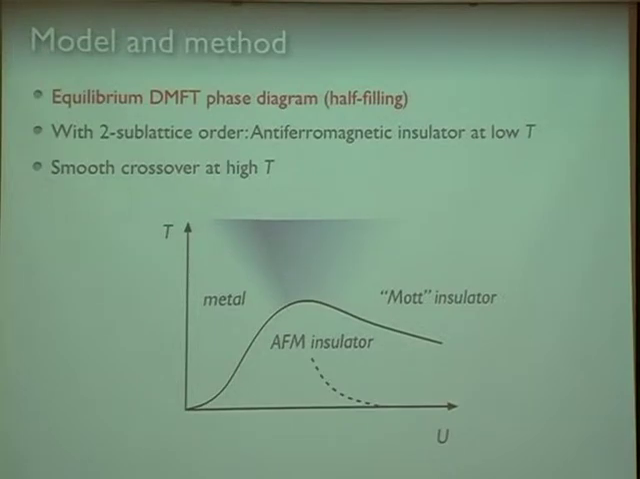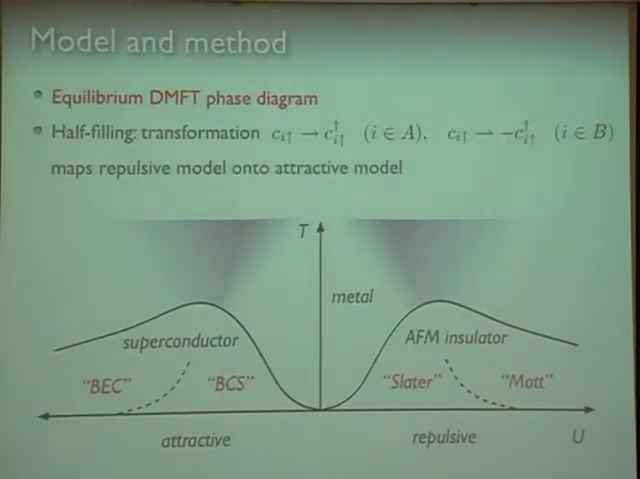At half filling, there is a symmetry between the repulsive and attractive Hubbard model, which allows us to directly translate the results we obtain for the repulsive Hubbard model to the attractive side. In this case, for example, this weak coupling Slater-type antiferromagnet maps onto the BCS superconducting phase, and the Mott or local moment type antiferromagnet becomes the BEC superconductor. I will in the following concentrate only on the repulsive part of this phase diagram, but everything I will say about antiferromagnets can be directly translated to BCS superconductors.